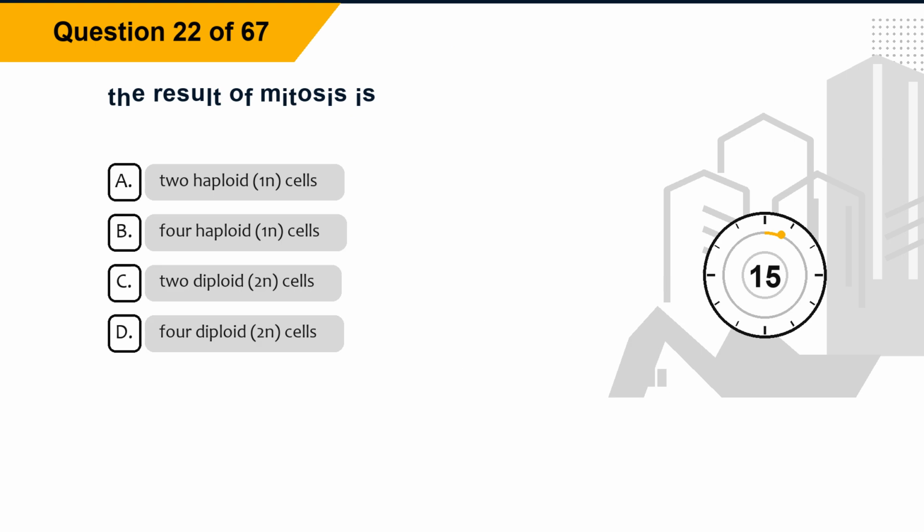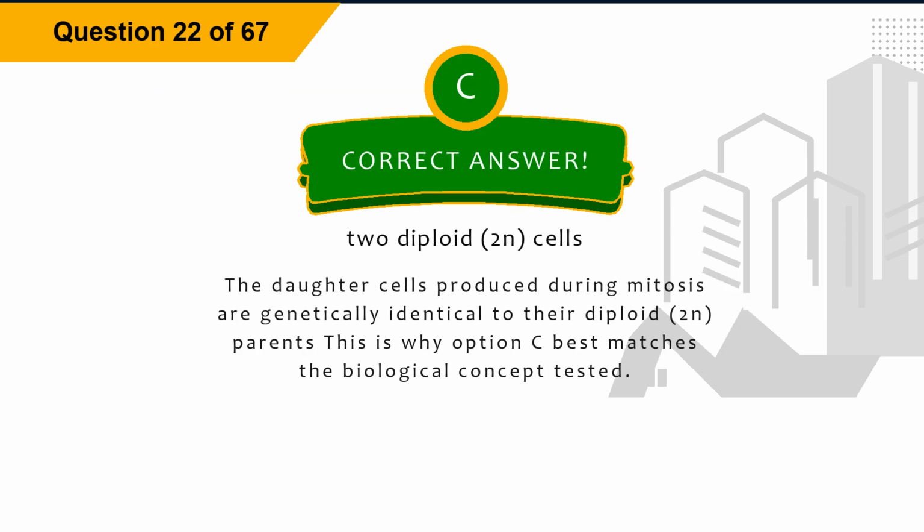Question 22. The result of mitosis is option A, 2 haploid, 1N, cells. Option B, 4 haploid, 1N, cells. Option C, 2 diploid, 2N, cells. Option D, 4 diploid, 2N, cells. The correct answer is option C, 2 diploid, 2N, cells.